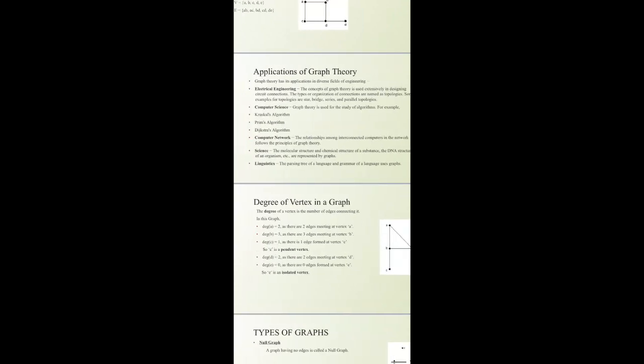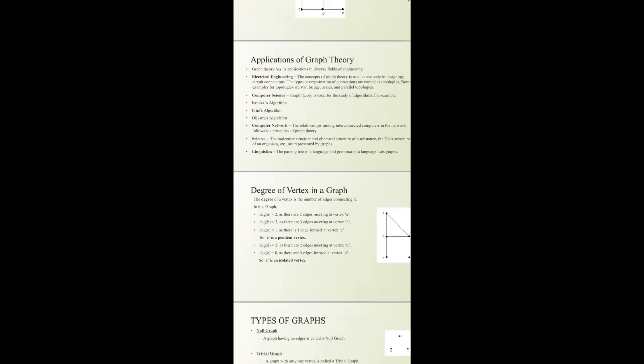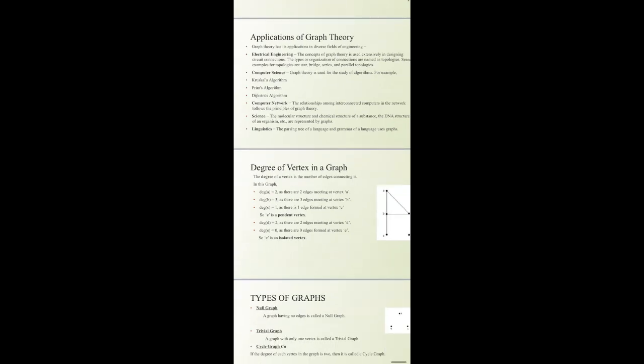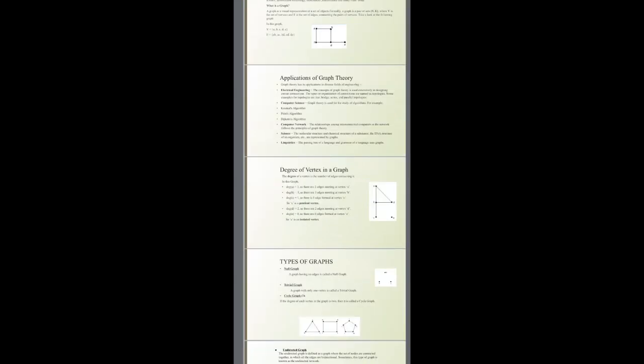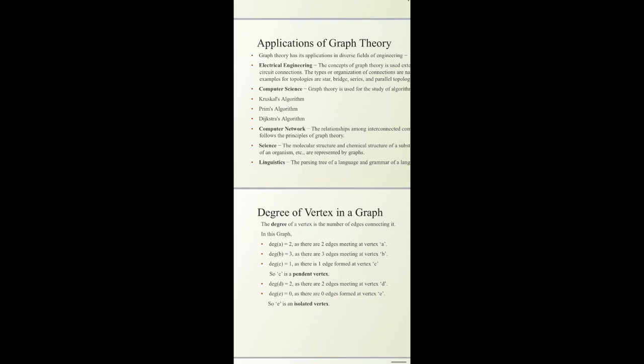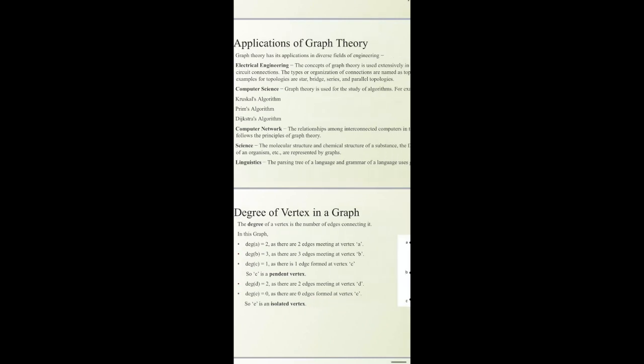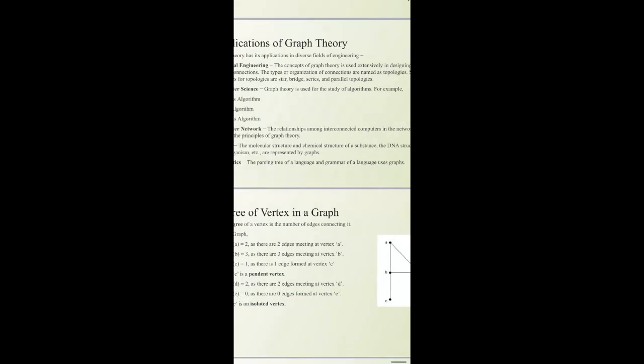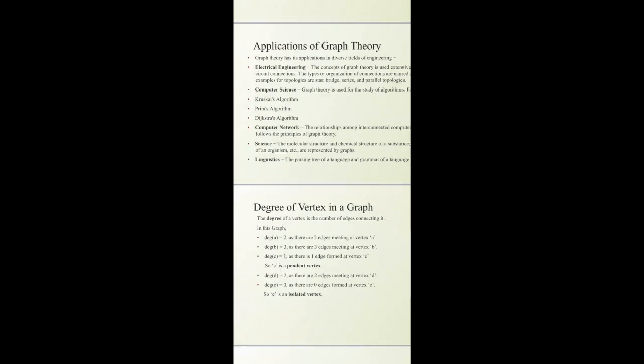Then in computer science, graph theory is used for the study of algorithms, for example Kruskal's algorithm, Prim's algorithm, and Dijkstra's algorithm. We will discuss these examples next. I have made an example of Dijkstra. Next, in computer science, the relationships among interconnected computers in a network follow the principle of graph theory.